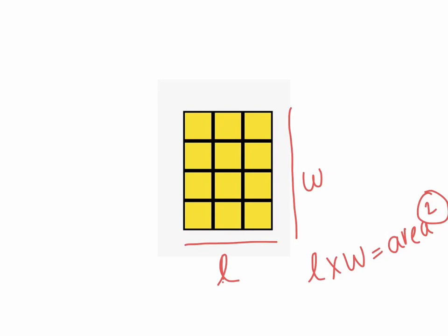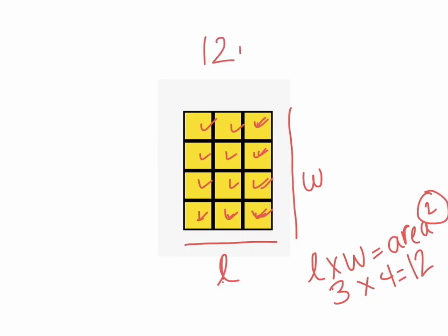So my length is 1, 2, 3 times my width, which is 1, 2, 3, 4. And that gives me 12. And if I go in and I count my squares, we'll see that we have 12 squares. So 1, 2, 3, 4, 5, 6, 7, 8, 9, 10, 11, 12. So length times width is just a formula that is kind of like a shortcut. So our final answer is going to be written as 12 units squared.